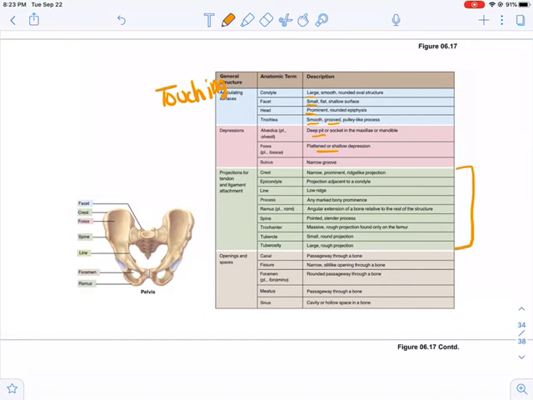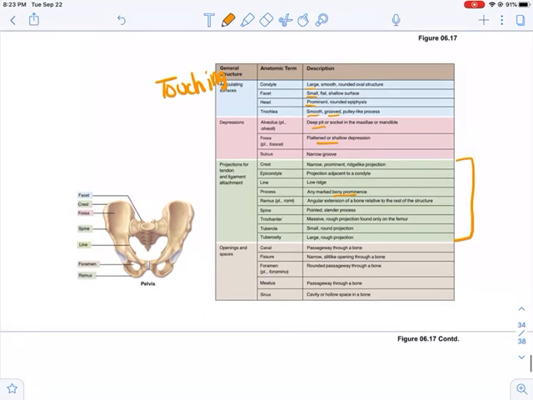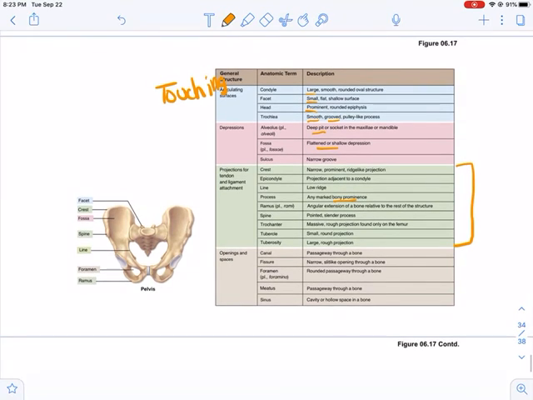We can have really narrow projections. We can have really big projections. We can have any bony prominence called a process. We can have these really weird extensions of bone called rami or ramus. We can have spines. So there's lots of different types of projections.